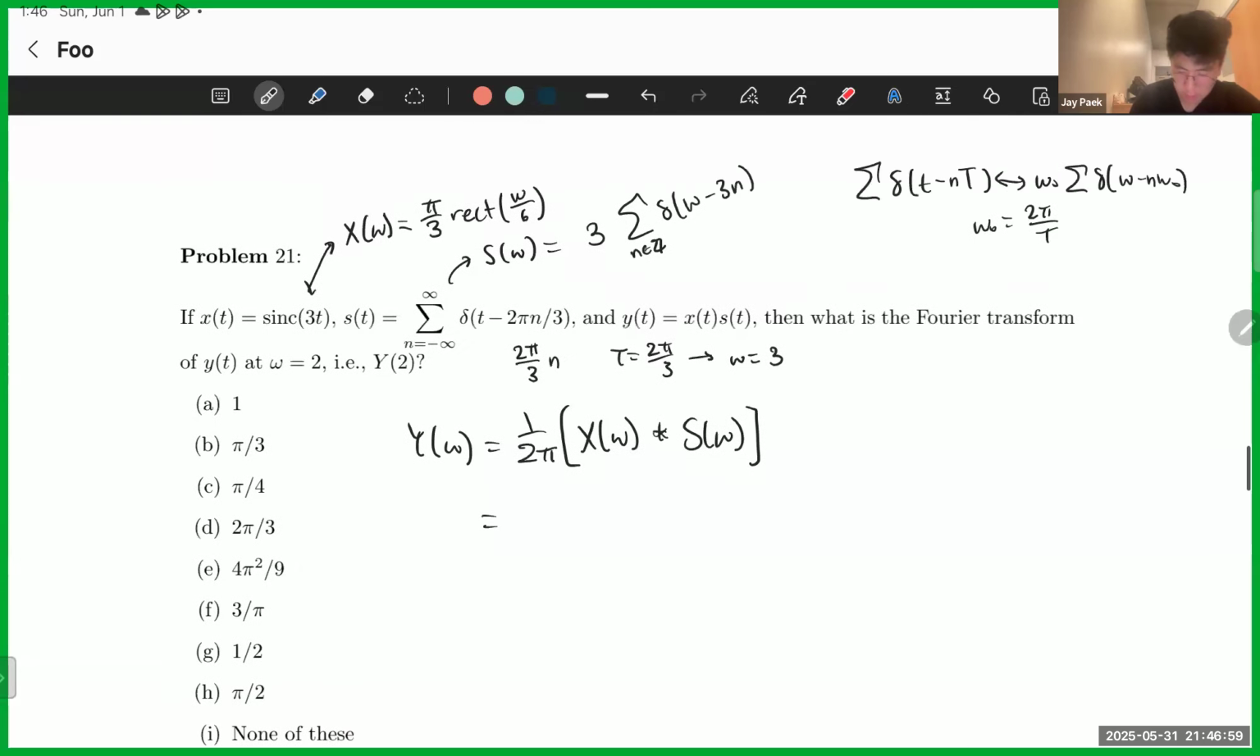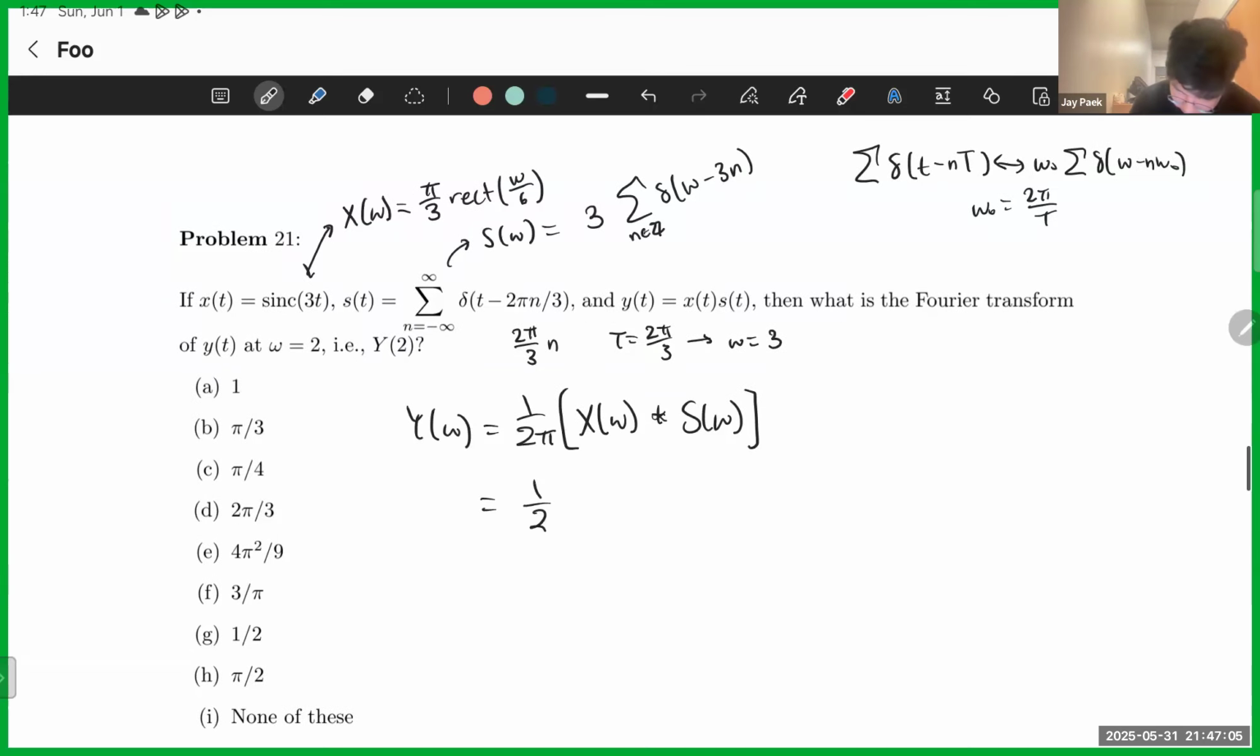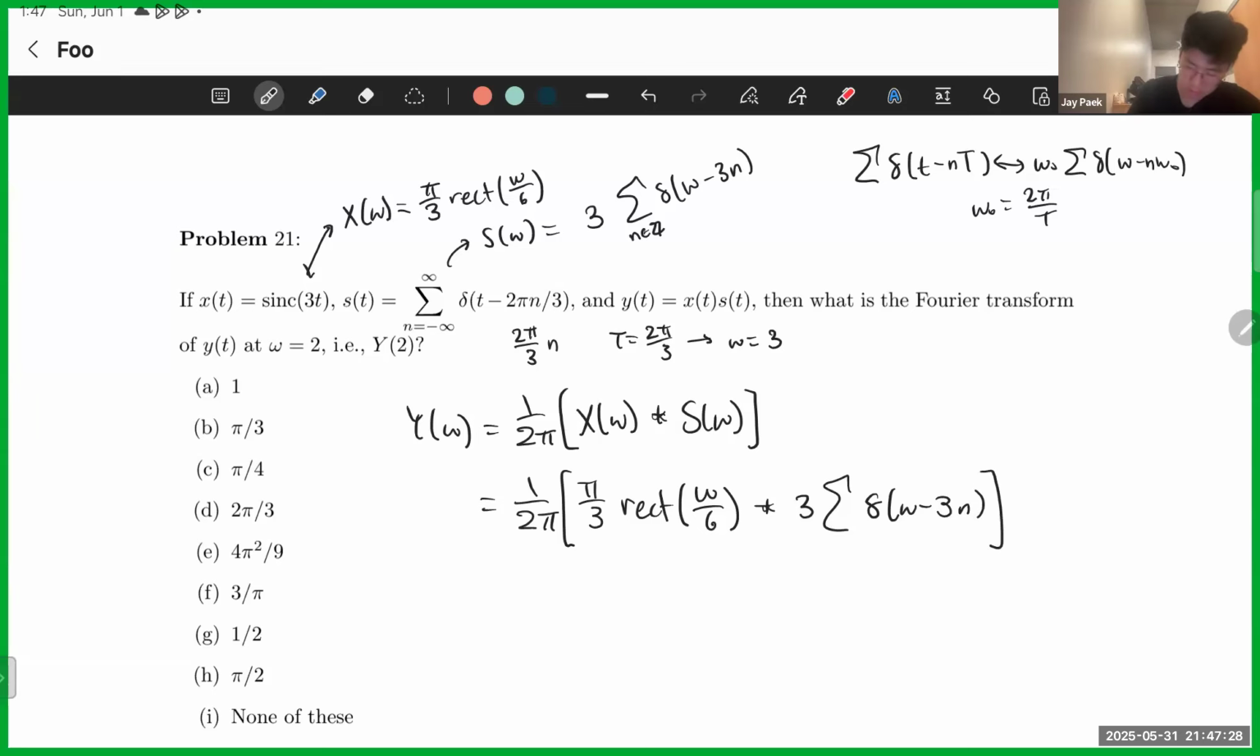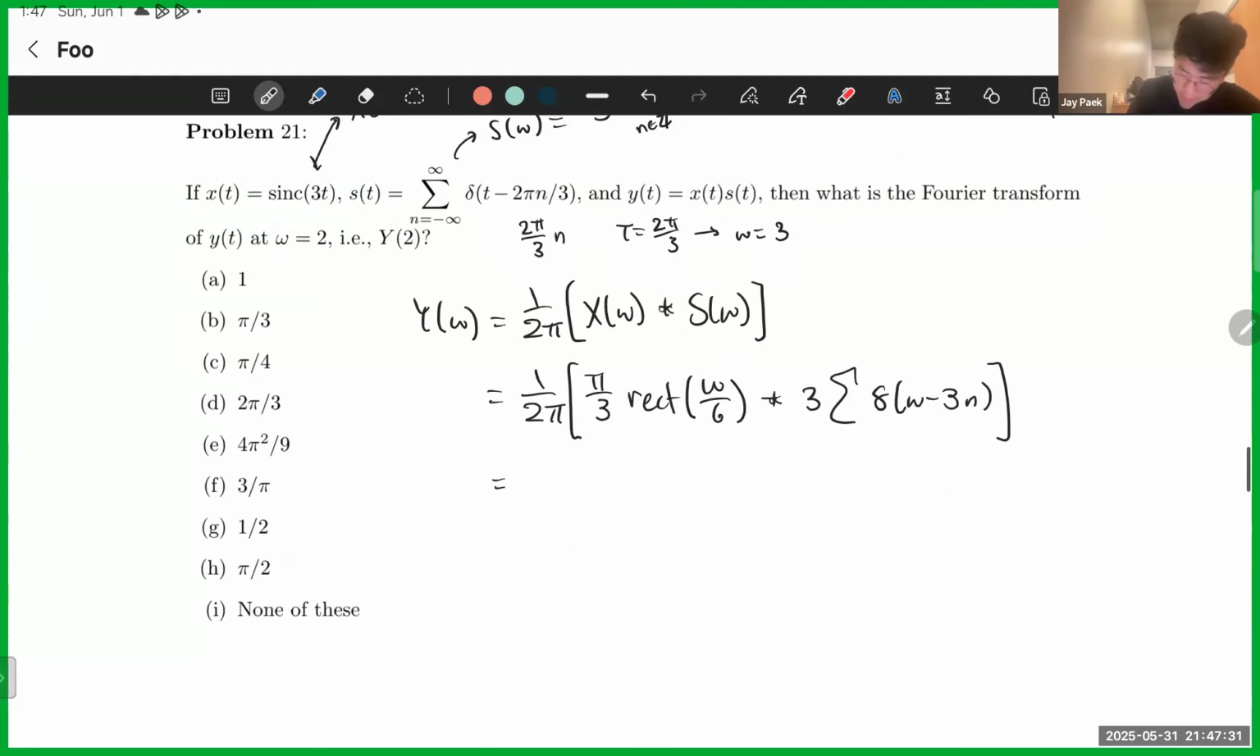And what is this? I guess I could pull out a bunch of constants. It'll be 1/2, or maybe I'll just write it out. Negative 1 over 2 pi of pi over 3 rect of omega over 6, convolved with 3 times an impulse train spaced out by 3. I could pull out a bunch of stuff and obtain that it's 1/2 times a bunch of copies of rect functions.